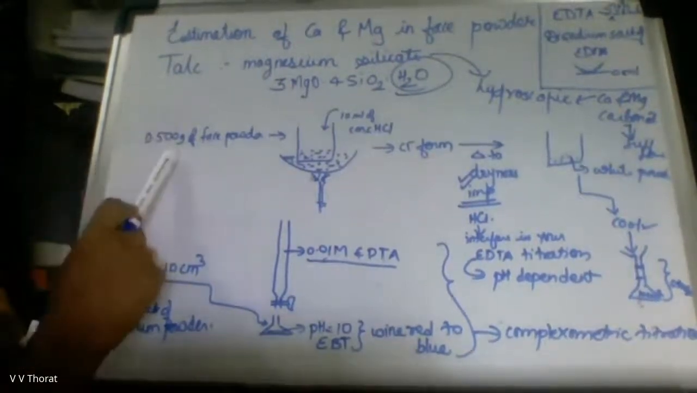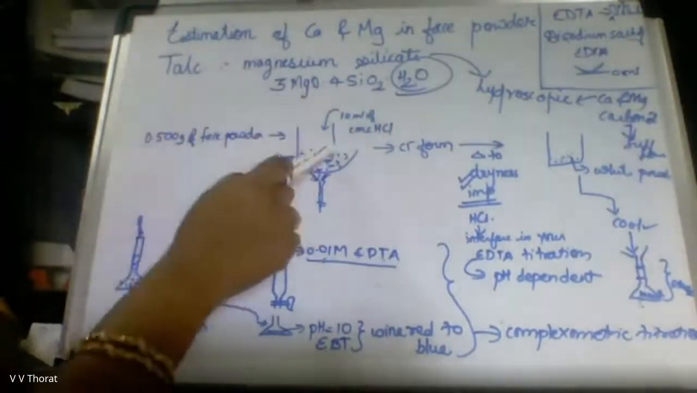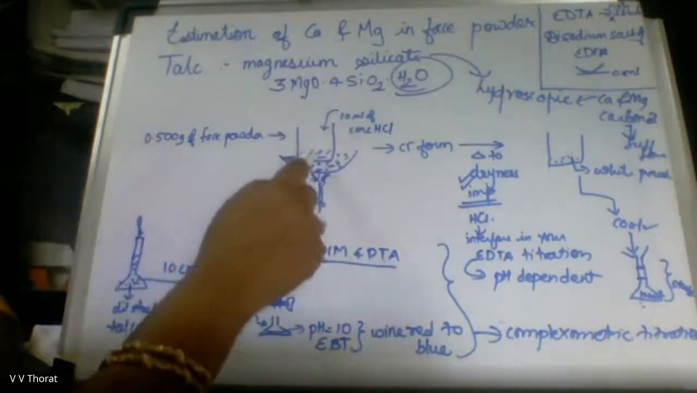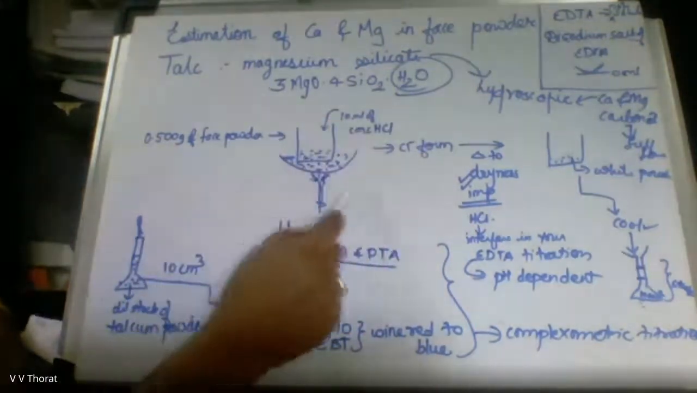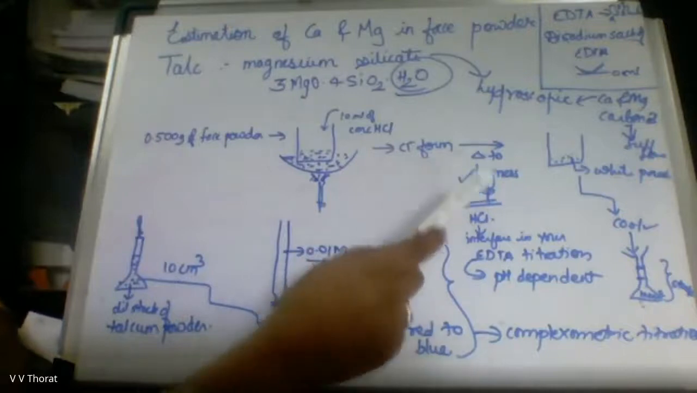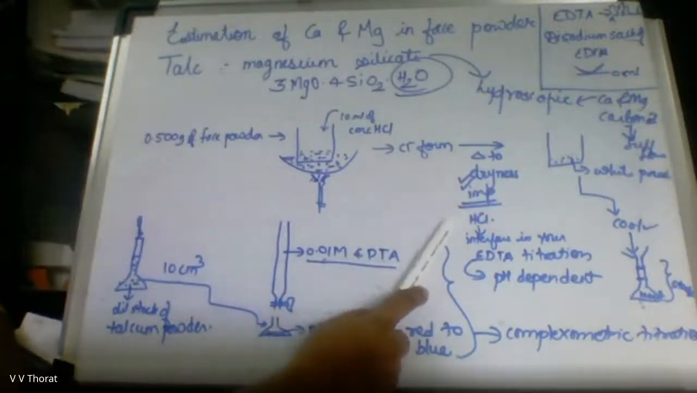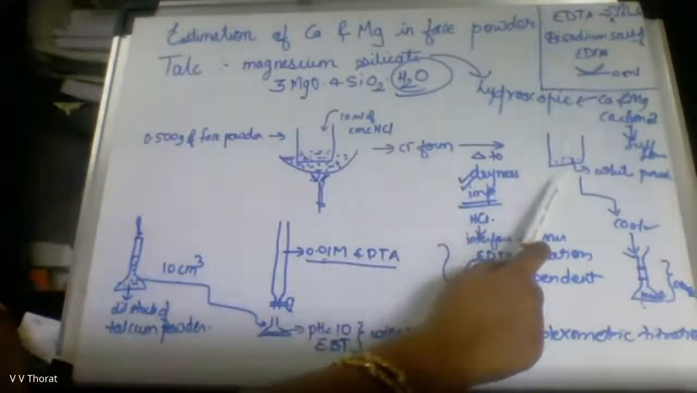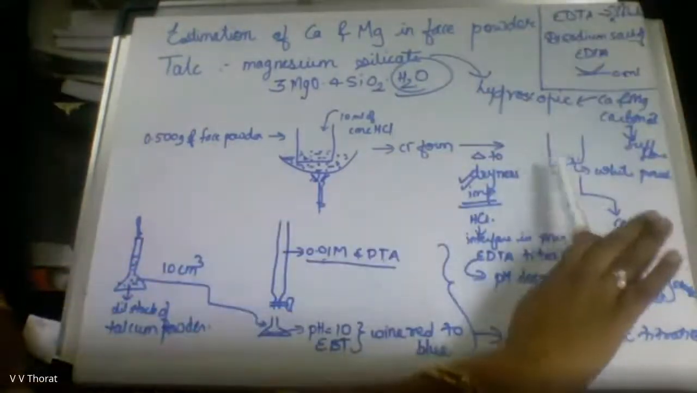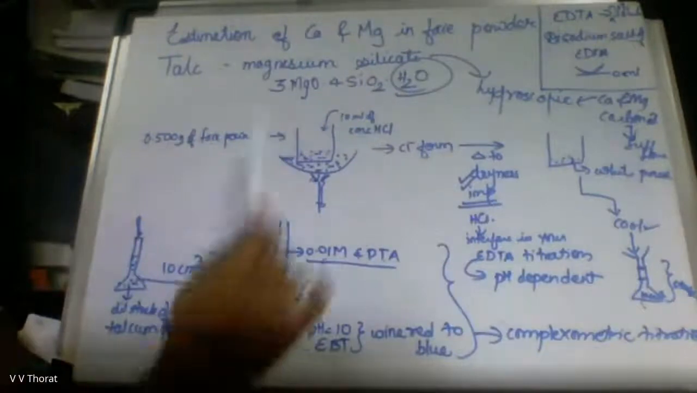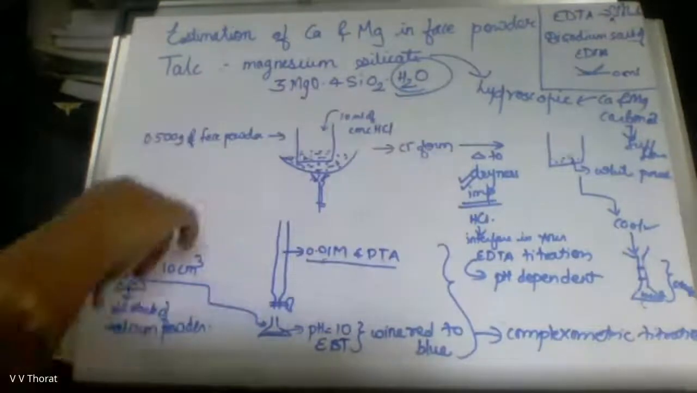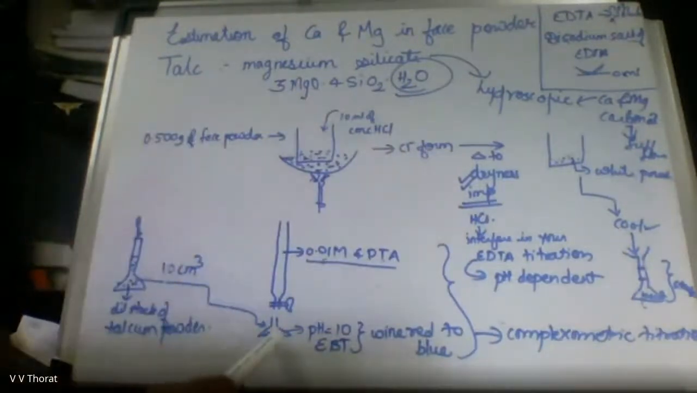Take face powder, take it in a beaker, add HCl and heat. Calcium and magnesium will be converted into their chloride form. Then you heat it to dryness to remove any unreacted HCl, otherwise it will interfere in your EDTA titration. Then you must have seen, keep it for cooling. Meanwhile, fill the burette. After cooling, add water and filter into a 100 ml standard flask. Take out 10 cm cube in a conical flask.